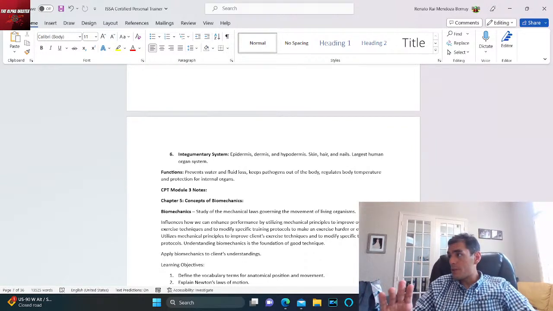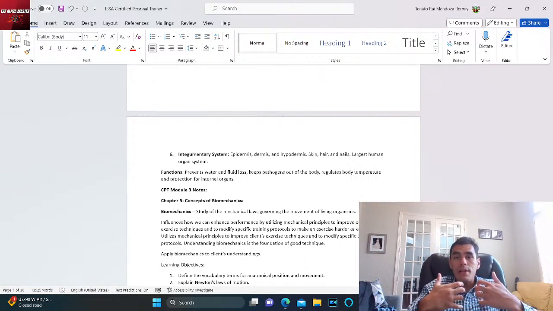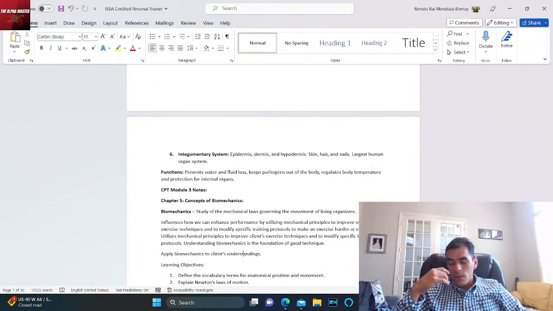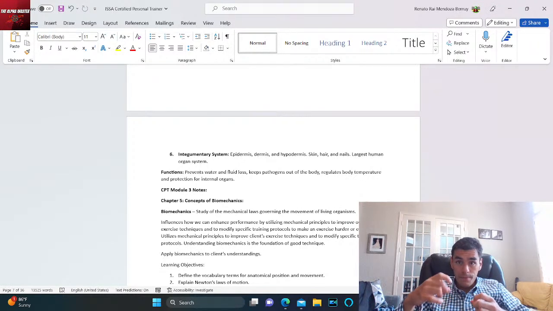All this terminology is mainly so that you get familiar with it, but clients normally are not going to be familiar with the terminology that we're going to be implementing. That's why this is general knowledge that you're going to be able to use in your personal training environment, to apply biomechanics to a client's understanding.